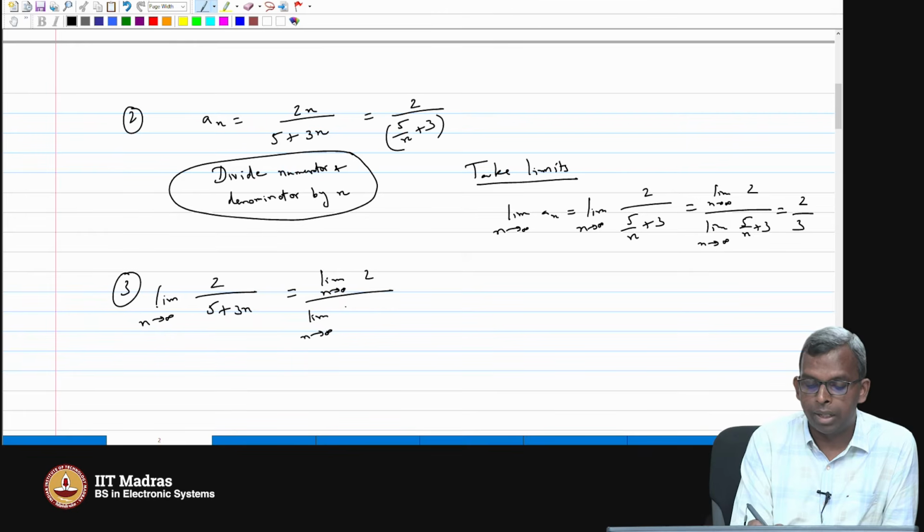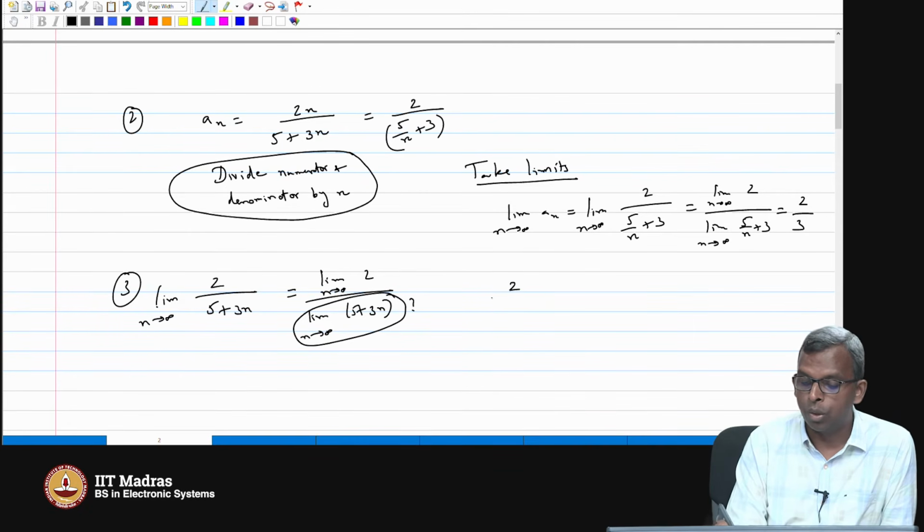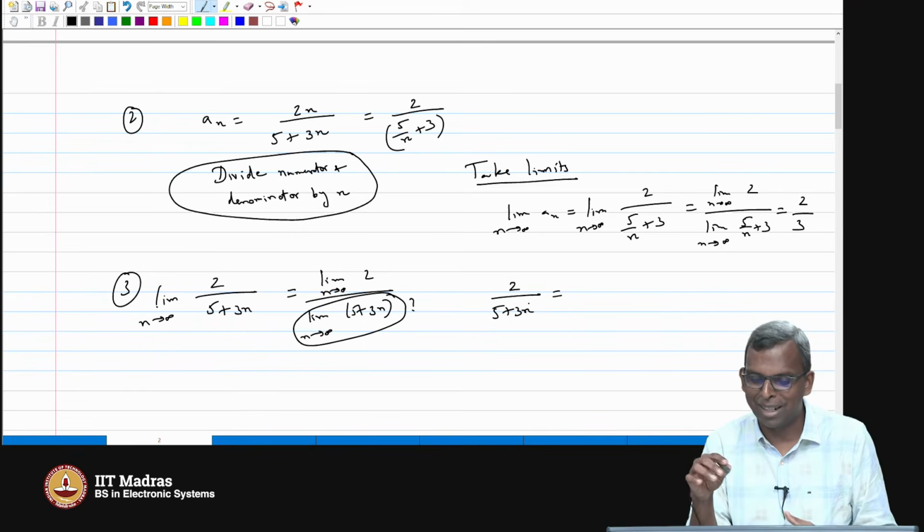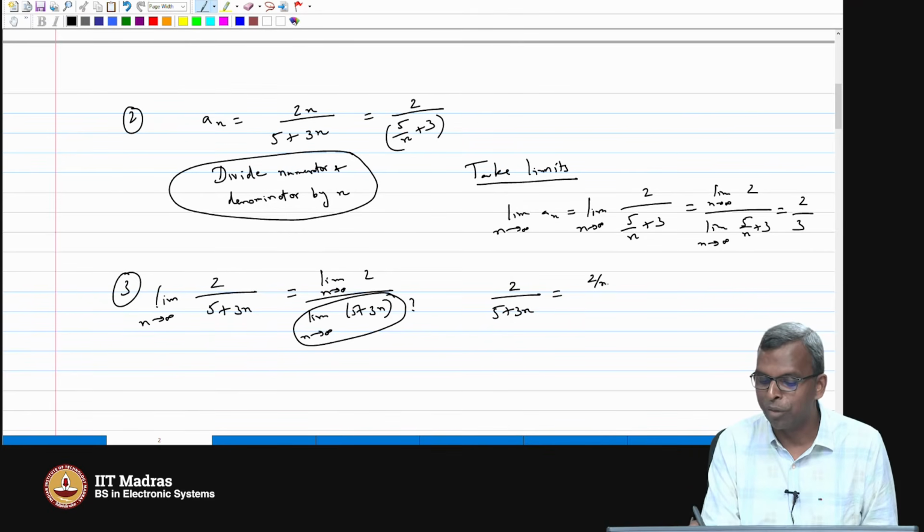Limit as n tending to infinity of 5 plus 3n. So here you have a problem. Okay. So what do you do? You shouldn't proceed like this. You should divide numerator and denominator by n. Notice that this dividing by n suddenly makes things wonderful for you. You have 2 by n, 5 by n plus 3.